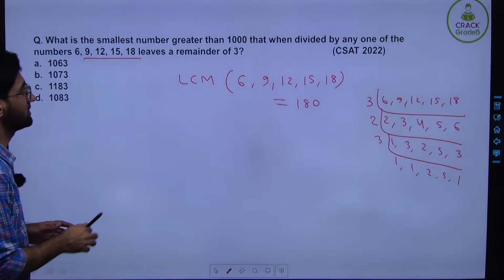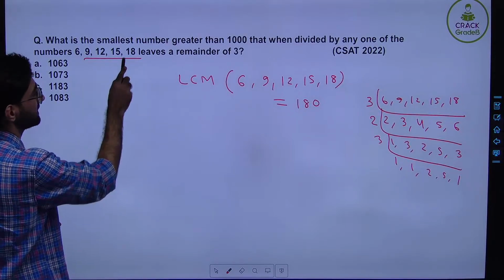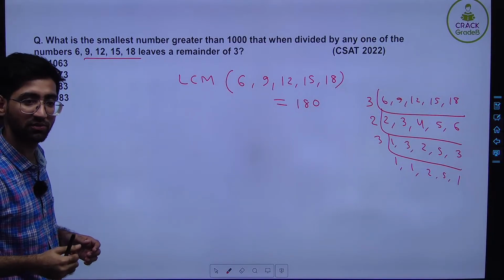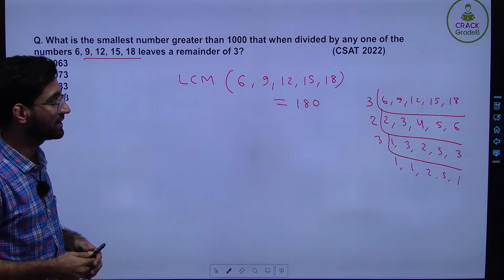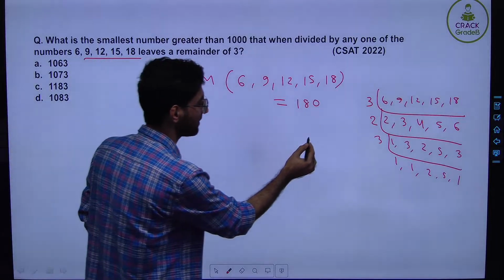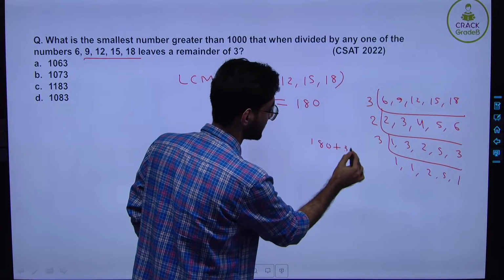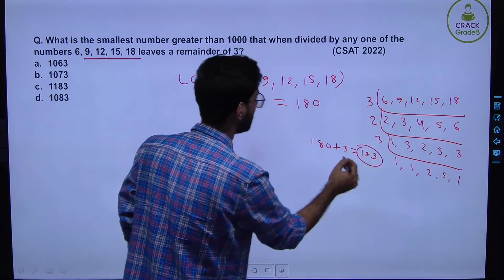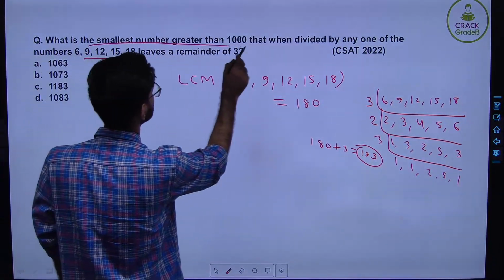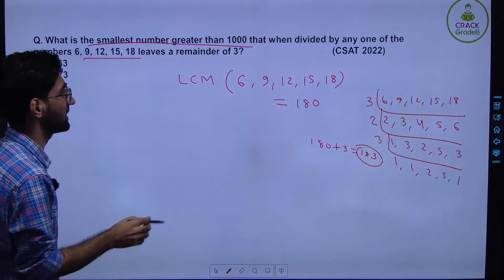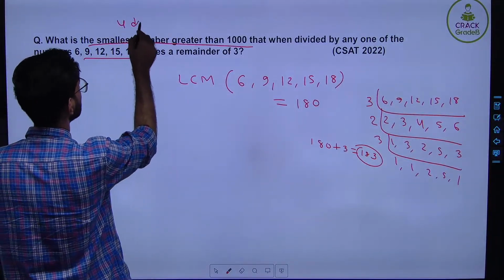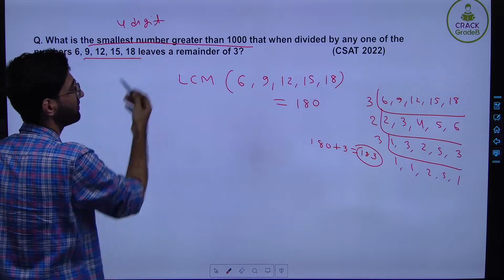Right? What does it mean? That if you divide 180 by these numbers, the remainder will be equal to 0. But you have to make the remainder 3, which means that number will be equal to 180 plus 3, which is 183. But read the question. You have to find the smallest number greater than 1000. What does it mean? They are asking you again for a 4-digit number.